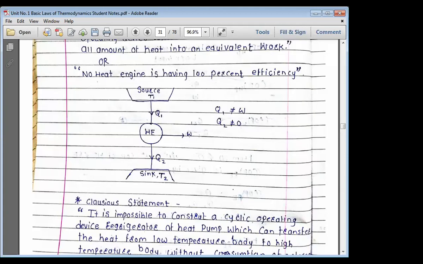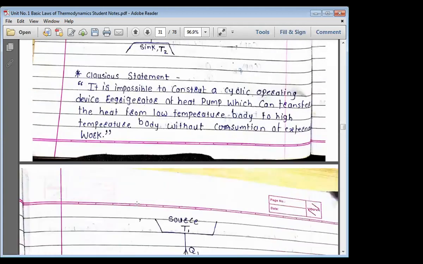Okay. Now another statement is what? Clausius statement. It is related to only heat pump and refrigerator. Clausius is related to heat pump and refrigerator. It is not having relation with heat engine.